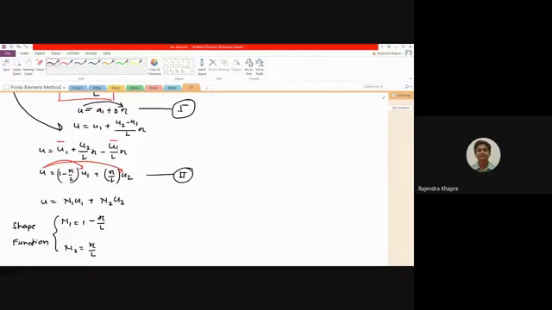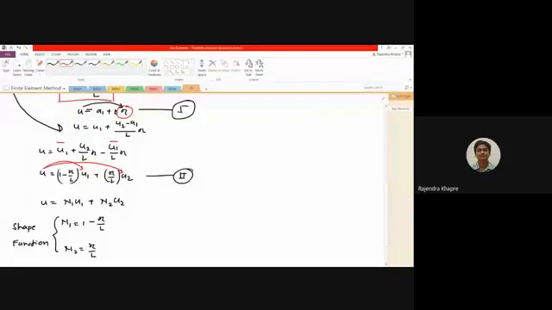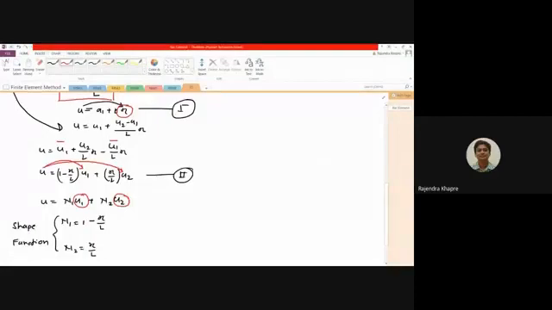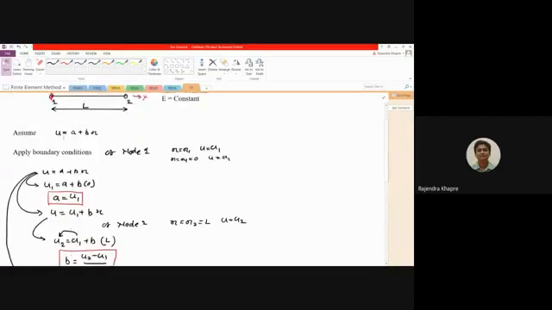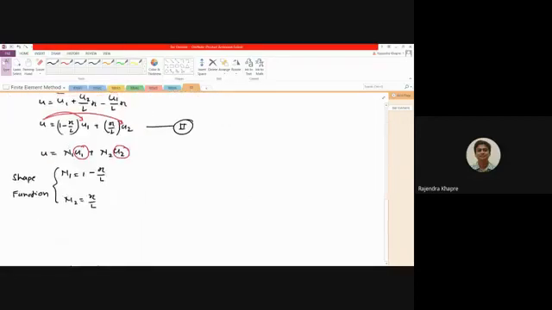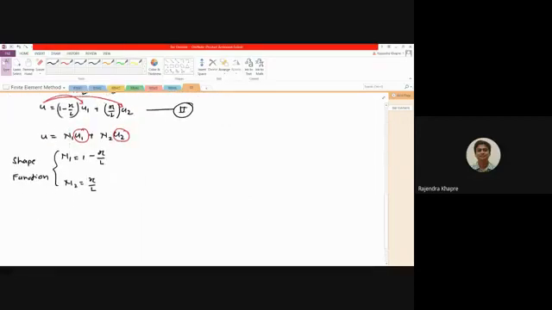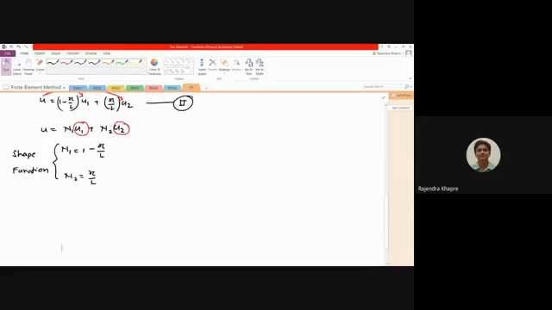So the entire expression is now changed. Initially u was depending on x, but now if you refer to this expression, u is depending on the nodal deformation, that is u1 and u2. So this is the shape function for the two noded bar element. Remember, we are doing all these calculations for the two noded bar element. Now let us quickly see the variation of n1 and n2.